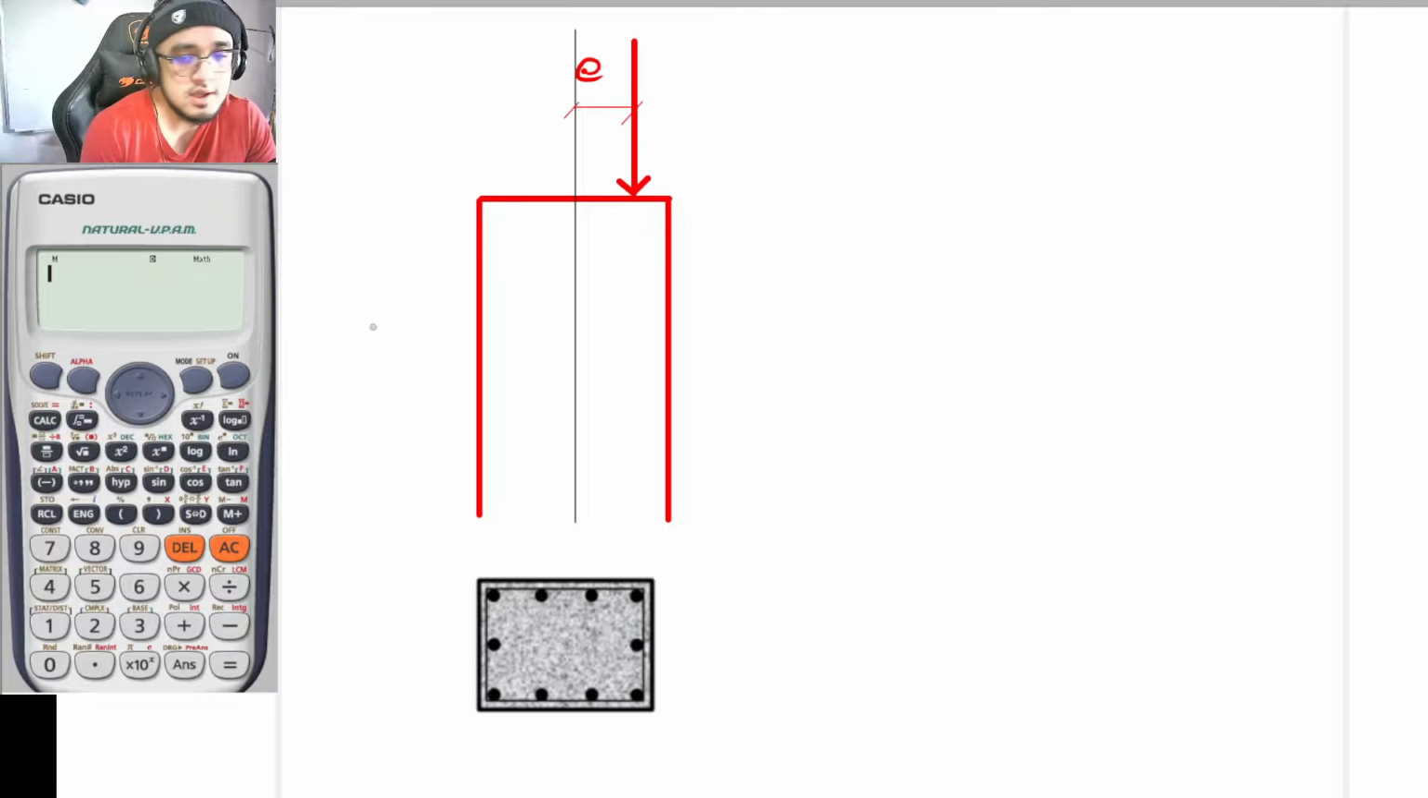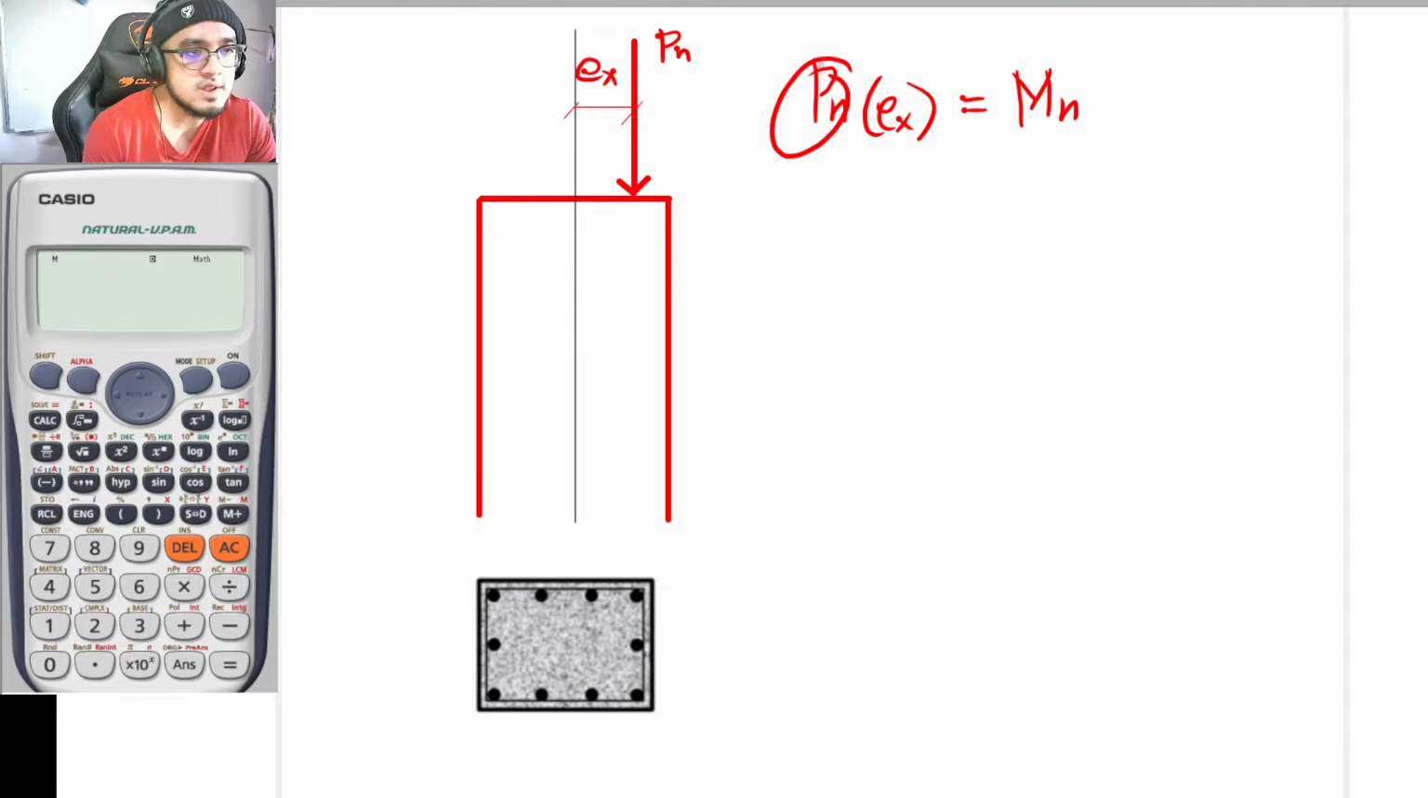Let's say that this is your x direction, so this is now the eccentricity ex, and you would have, of course, your Pn. So your Pn times ex is basically equal to your moment. Force times lever arm, that is now your moment. So it would be having a certain moment Mn.